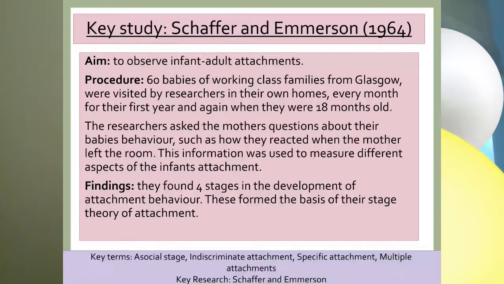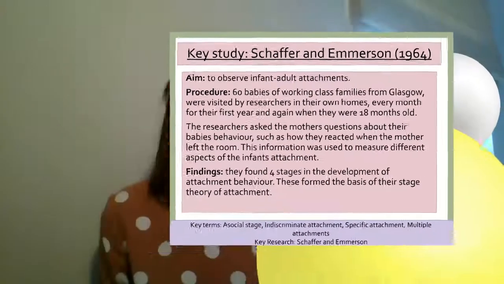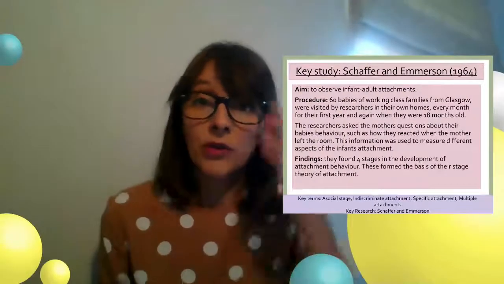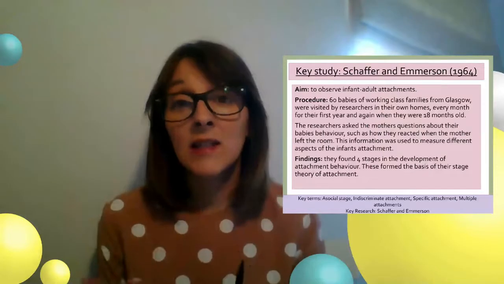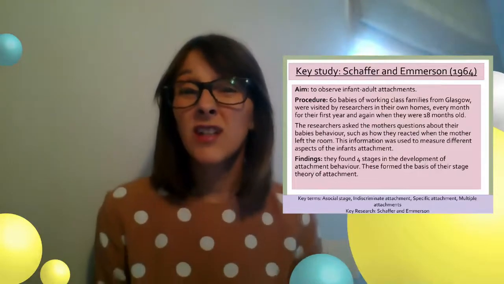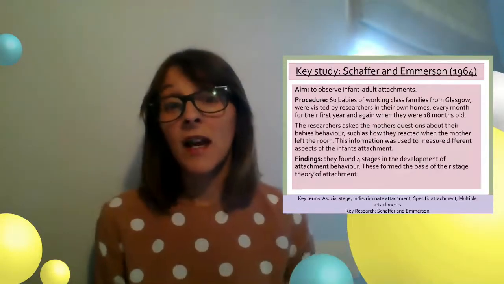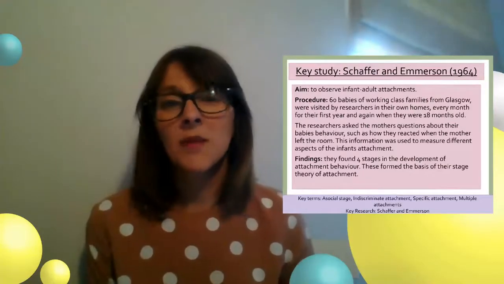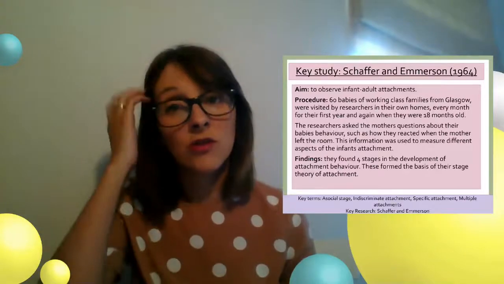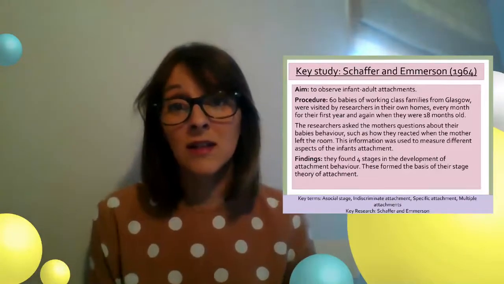They found that there were 4 stages of attachment behaviour, and these form the basis of their stage theory of attachment. If you're looking in the textbook or some of your revision guides, there might be a table that details all of their findings. You don't necessarily need the table, and you don't need that much detail, but for some of you it might help, especially if you're aiming for higher grades, just to provide a little bit extra detail.